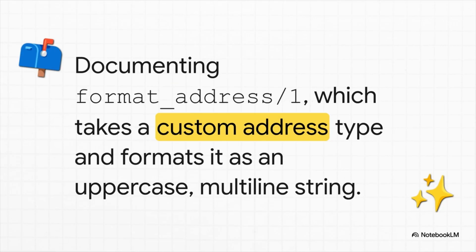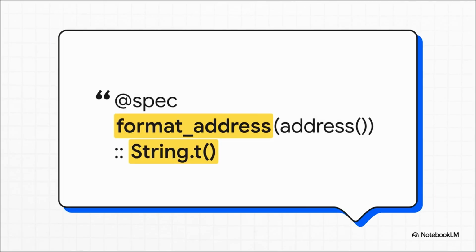And for our very last task, we're documenting a function that takes one of those address types we just made and formats it into a nice, clean, multi-line string. And boom, this is where all that setup we did pays off big time. The type spec for format_address is so simple. It just says it takes our custom address type. Anyone reading this immediately understands it can handle both the map and the tuple we defined.